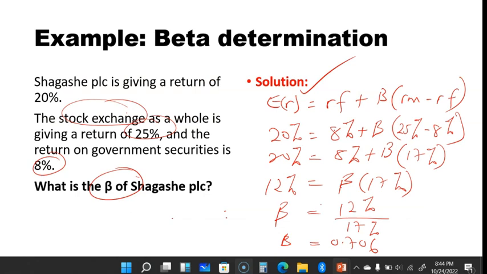So if an investment has a beta of 1, it has 1 times the risk of the market. If the security has a beta of 1, this means it has 1 times the risk of the market, or it has the same risk as the market.